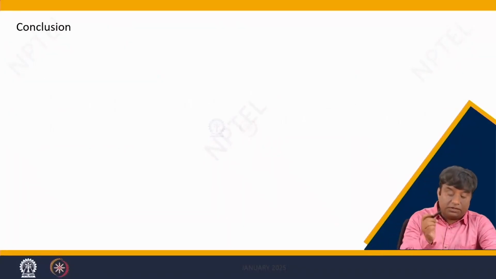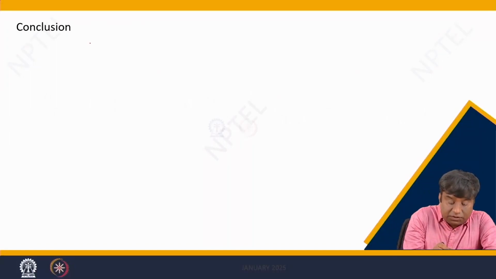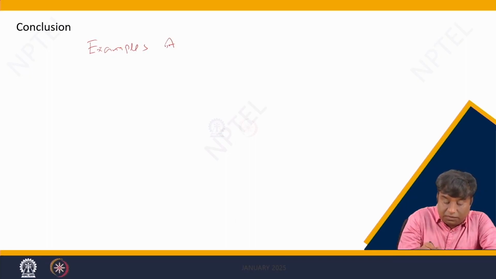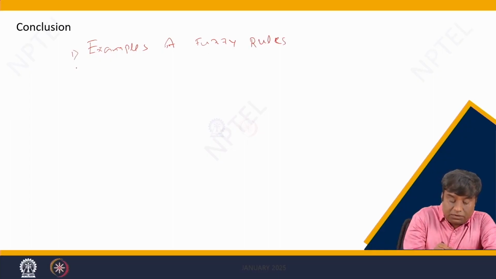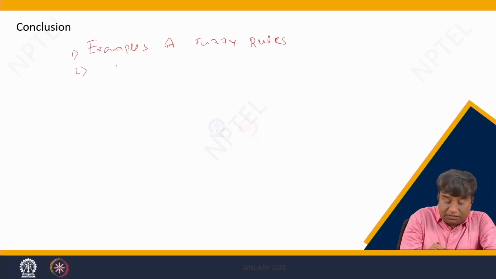So in conclusion, today we have understood some examples of fuzzy rules. We have also understood some introduction to fuzzy inference systems.